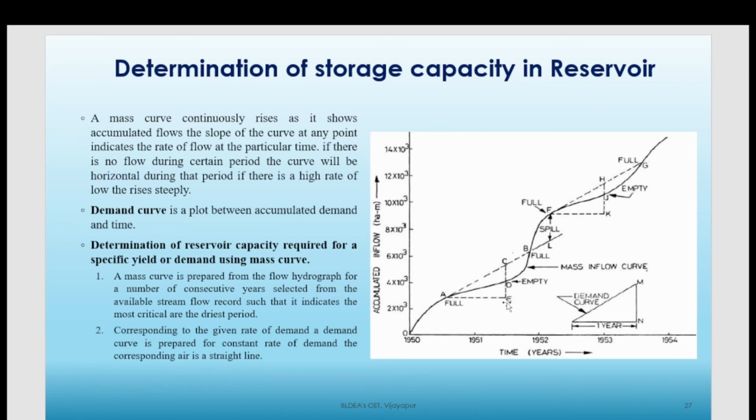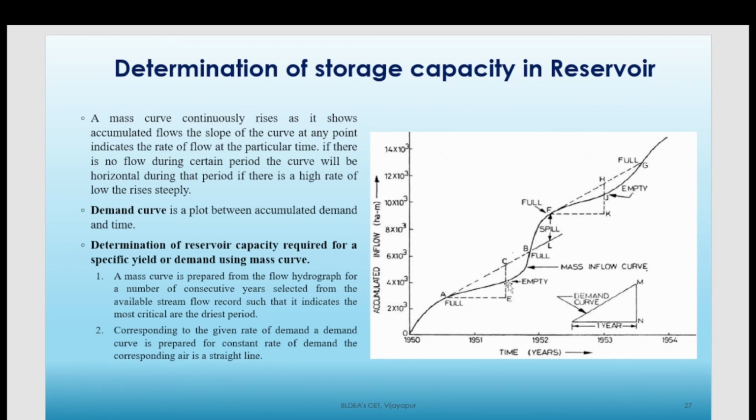So after plotting, what we identify here is that this CD portion represents the maximum discharge that can be accumulated in our reservoir at any given point. Like this we'll judge over several periods, and whichever is the maximum ordinate that we get, we'll call it the maximum storage capacity. This is how we determine the storage capacity in a reservoir using the mass curve and demand curve.